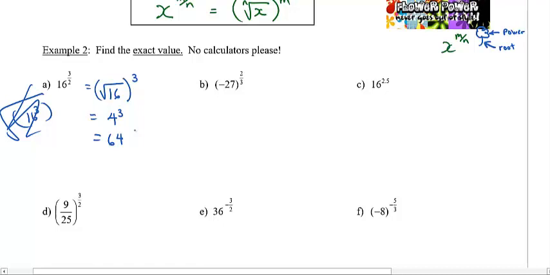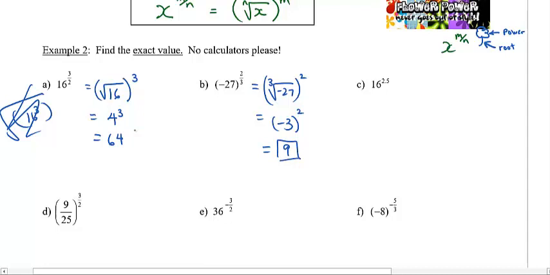All right. Let's try B. This is flower power, so the cube root of negative 27 raised to the power of 2. The cube root, of course, just equals negative 3. And be careful, negative 3 all squared, then, of course, gives us positive 9.